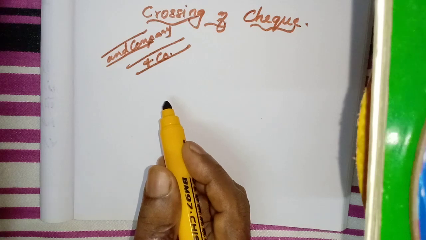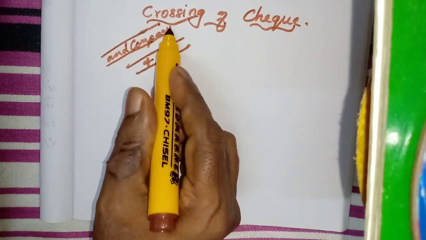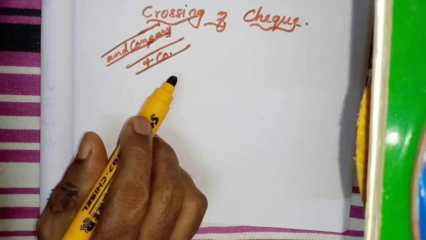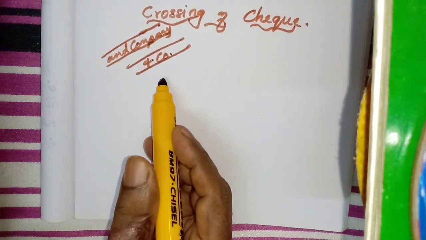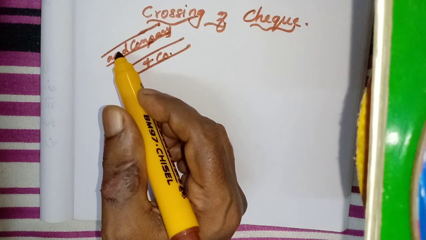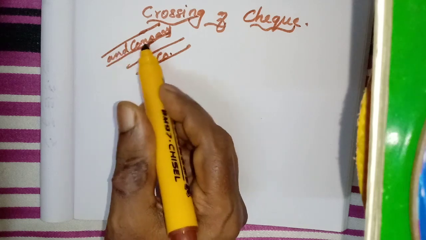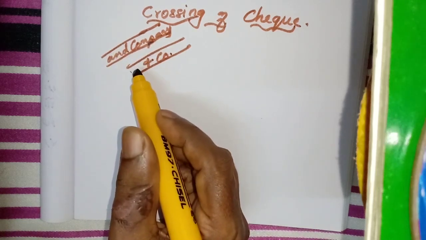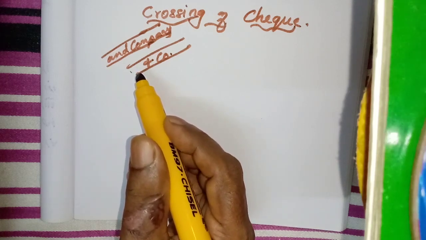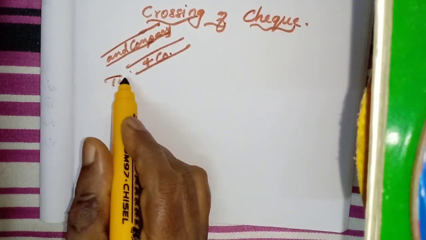That means the crossing may have two parallel lines with the words 'and company', or with simply 'and co.' Okay, so what is the effect of this crossing? This is called crossing. At the face of the check, the drawer of the check, one who writes the check, will draw two lines, and he will write 'and company' or 'and co.' What is the purpose why we are drawing this crossing? Here first we will learn about the types of crossing. Two types are there.